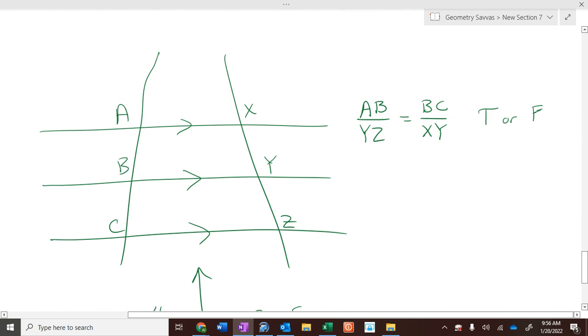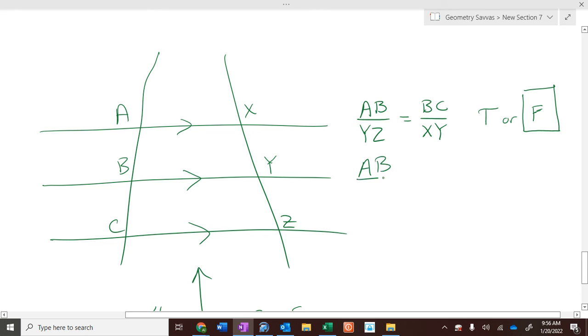In this drawing, is AB over YZ equal to BC over XY? True or false? I get a false. Anybody else with an opinion? True or false, Ben? That's false. Got a couple falsers, and yes, it is false.